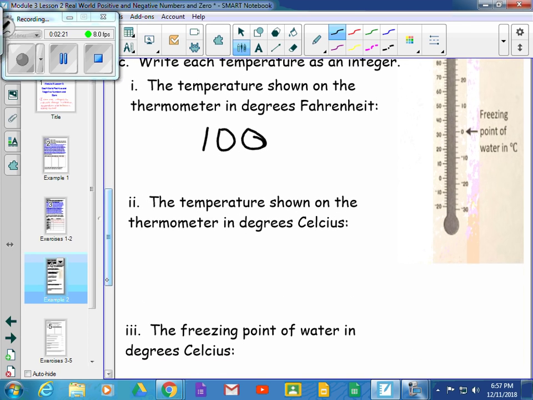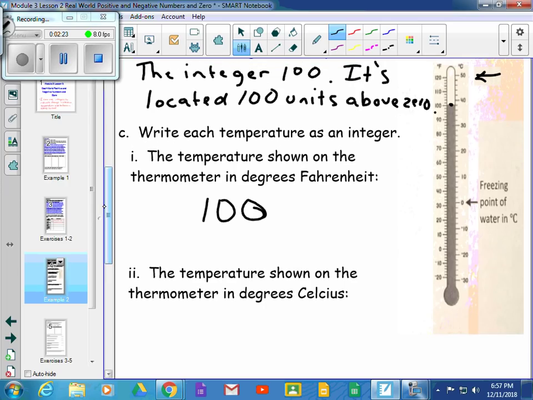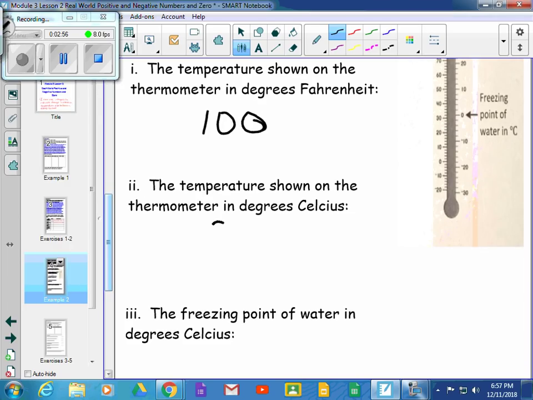The next one, the temperature shown on the thermometer in degrees Celsius. Now we have to look at the other side of the scale. And on the other side of the scale, it's between the 30 and the 40. You notice there's 5 spaces between them. If we take the 10 degrees that's between 40 and 30 and divide it by 5, it tells us we're going up by 2. So 10 divided by 5 is 2. So I go up 32, 34, 36, 38. That thermometer is at 38 degrees Celsius.